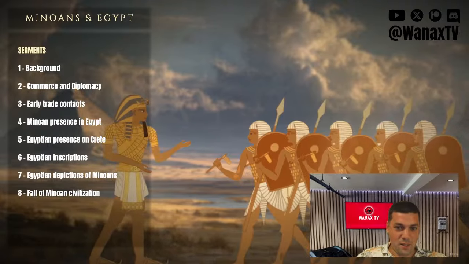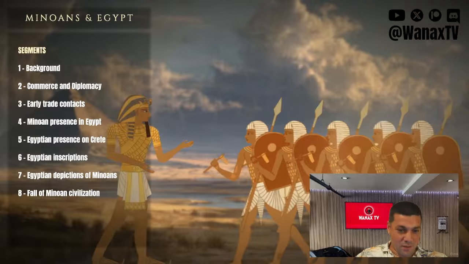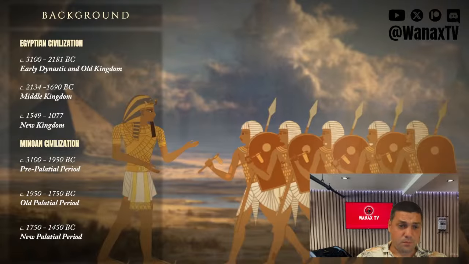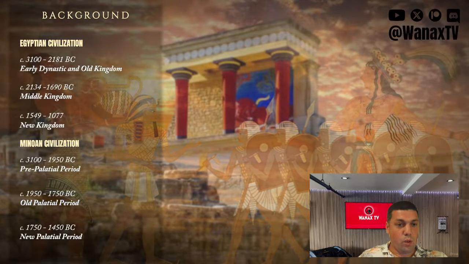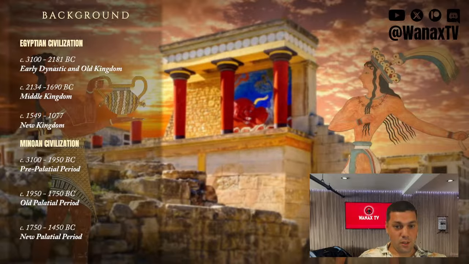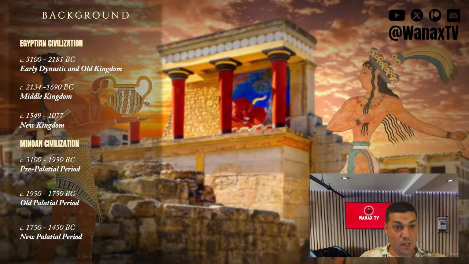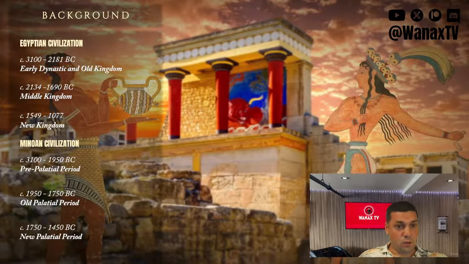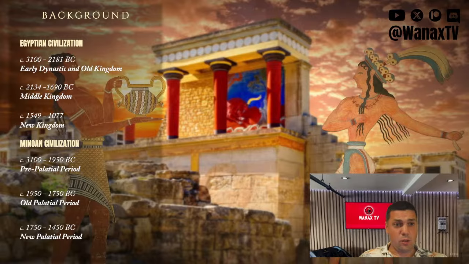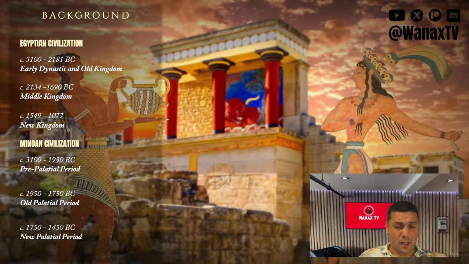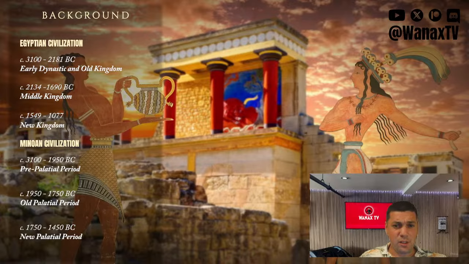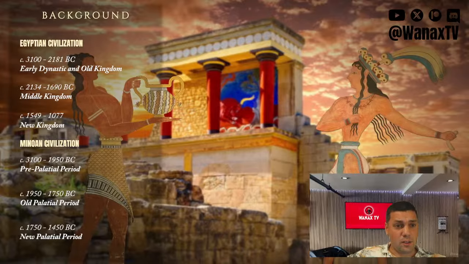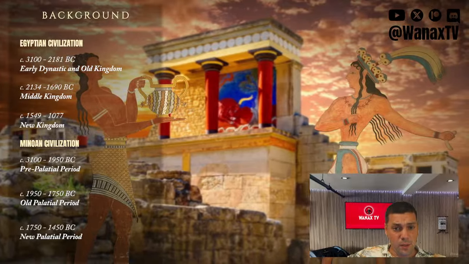All right, with that being said, we will dive into background on both civilizations. As you can see, we have the ancient Egyptian civilization developing in the late 4th millennium BC. Unification of Egypt is dated to about 3100, maybe 3150-ish BC. And following that, we have the early dynastic period and the Old Kingdom period.